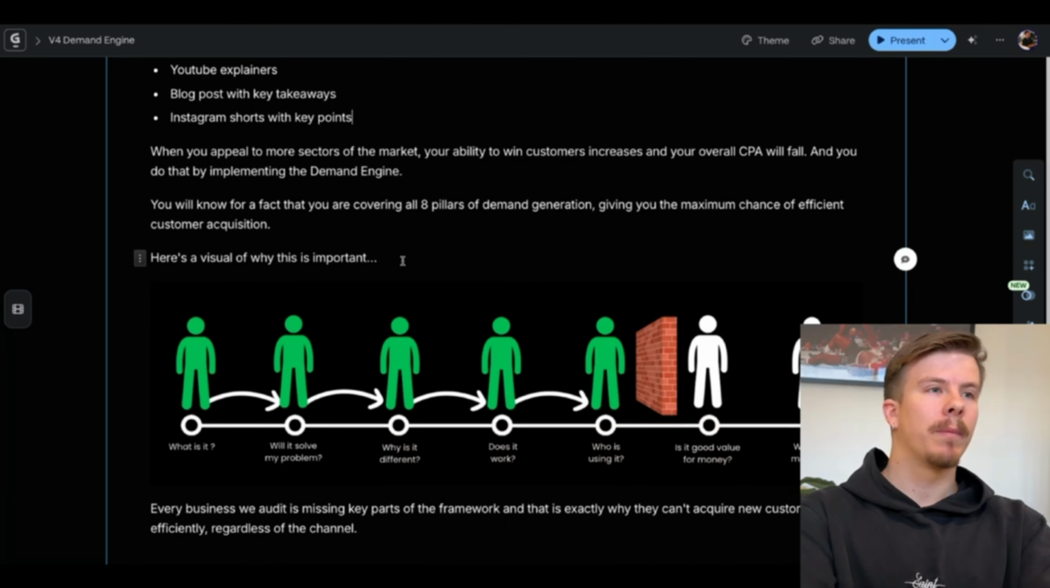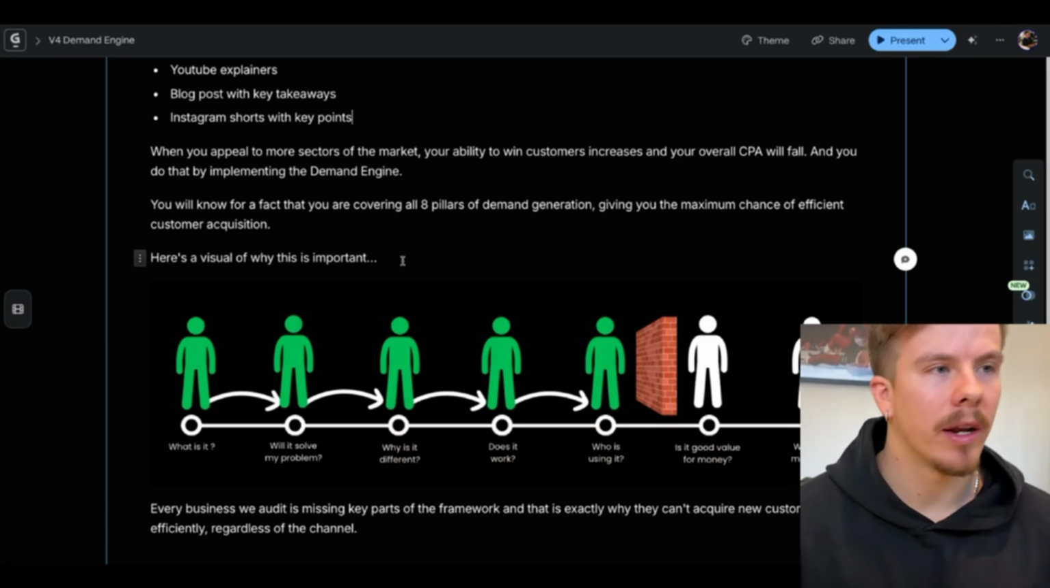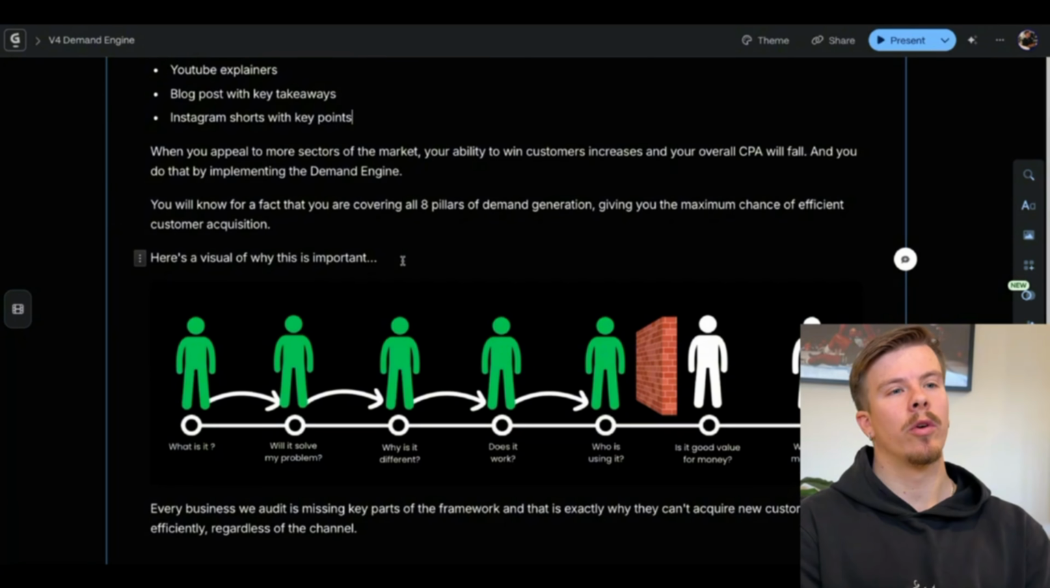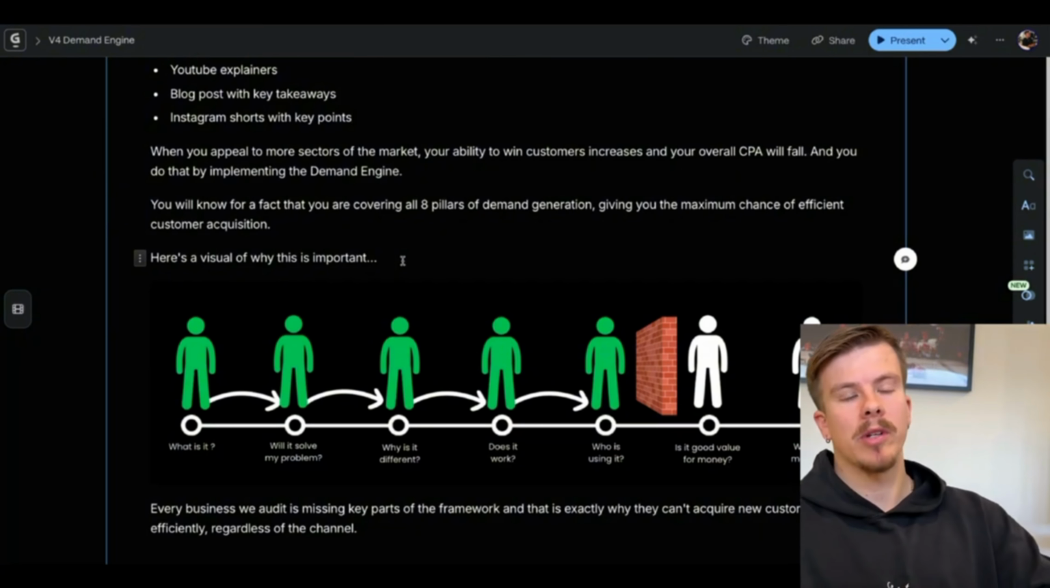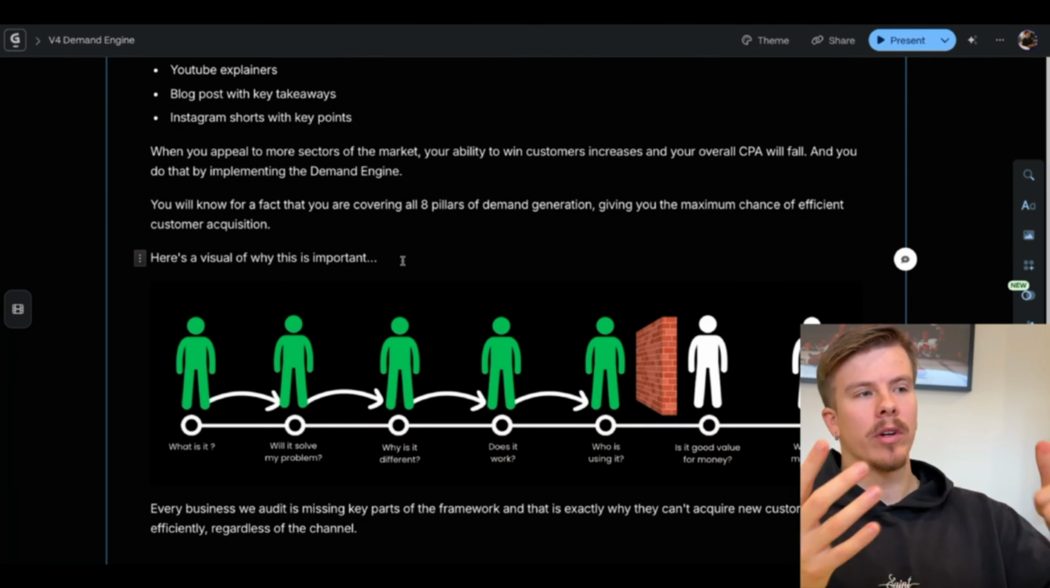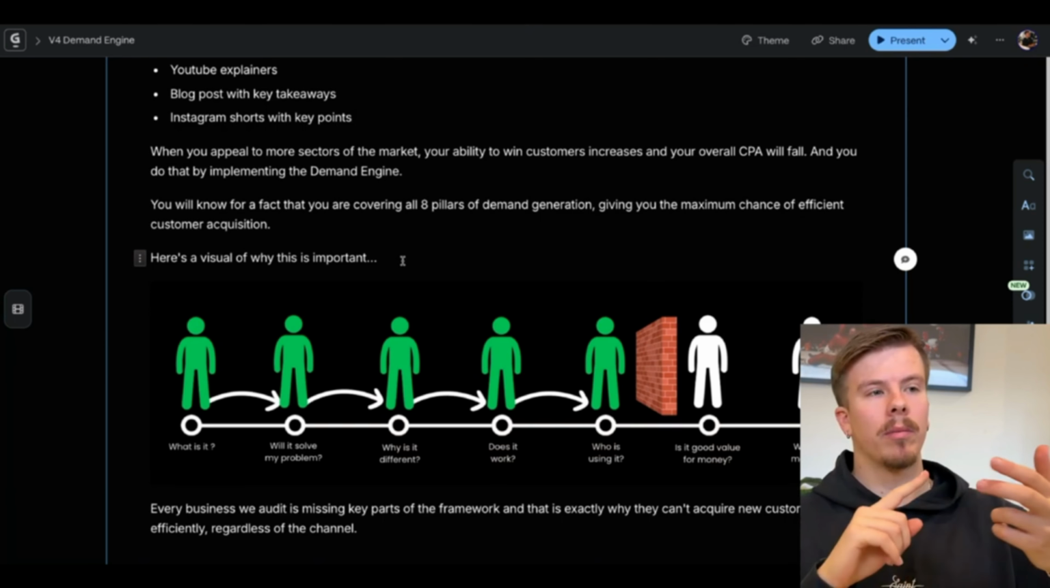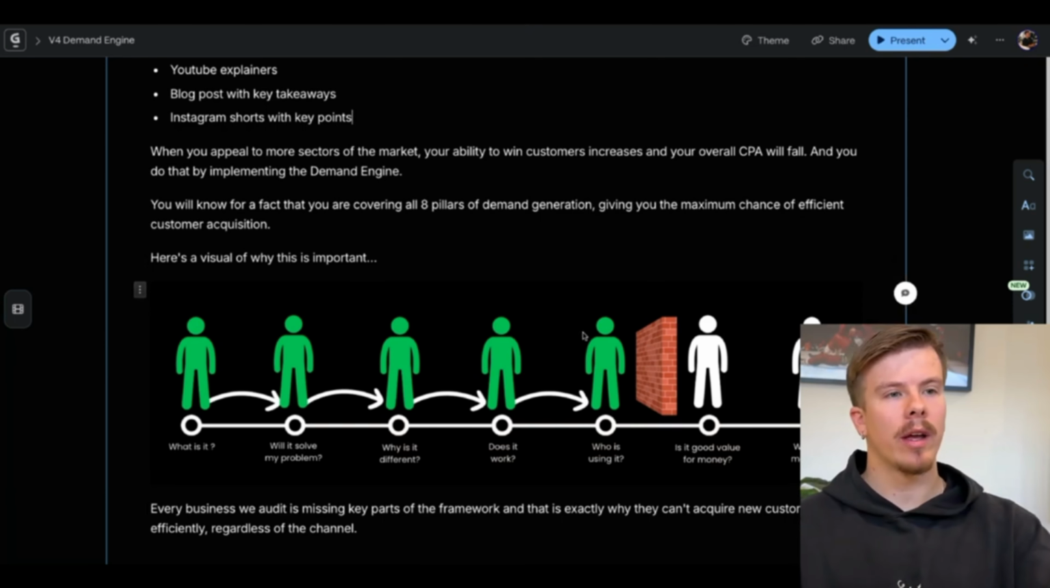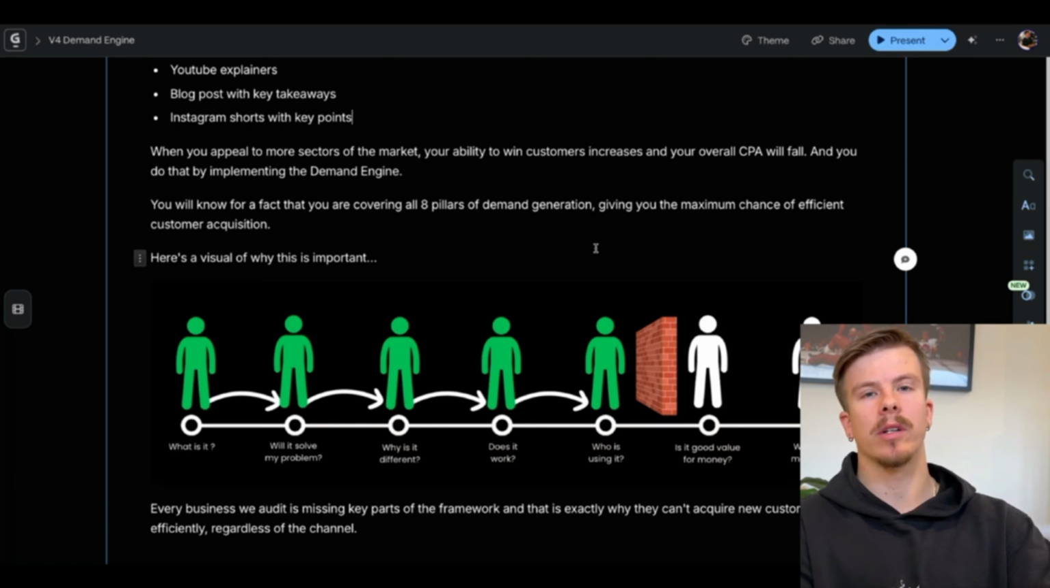You can see this graph here. Let's say in your current marketing ecosystem, you're addressing 5 out of the potential 7 objections that a customer has. What is it? What is your product? Will it solve my problem? Why is it different? Does it work? And who's using it? Let's say you tick all those boxes.